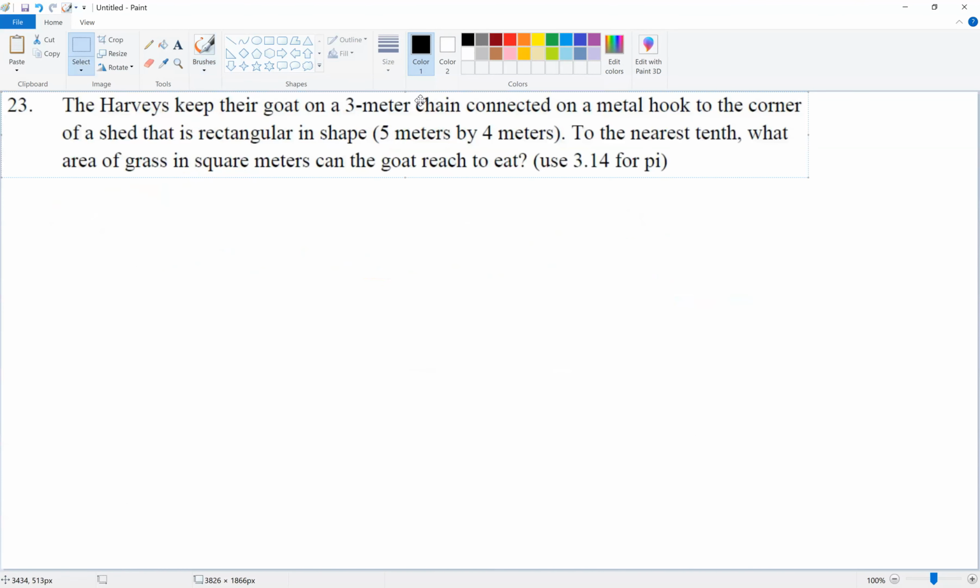Now, this one could be a little difficult because it's a geometry question. Let's see. Nina, did you do 23? Yeah. Go ahead.